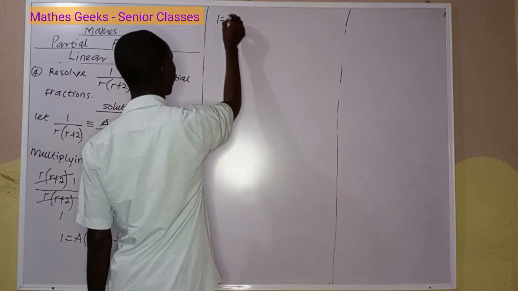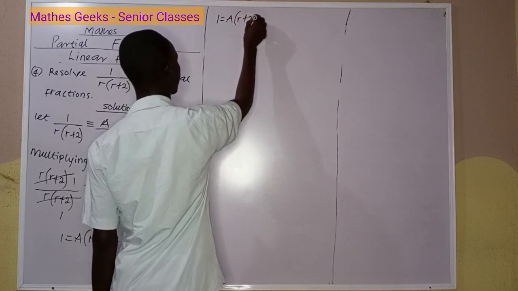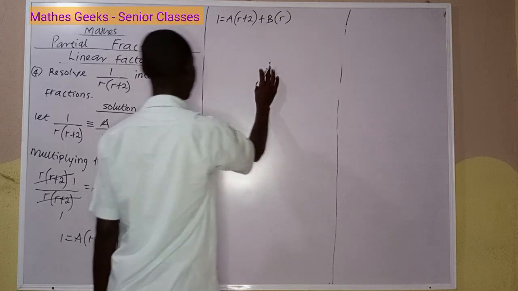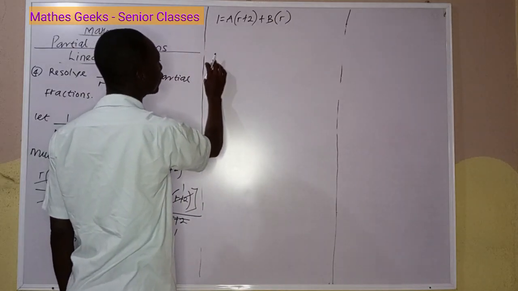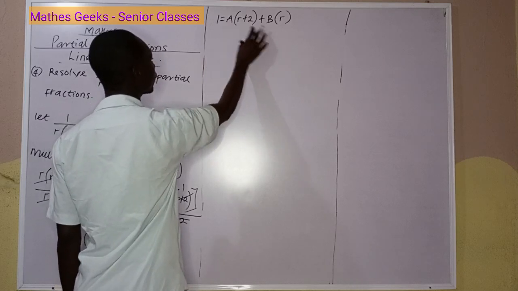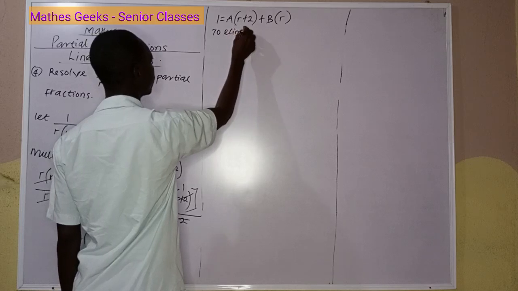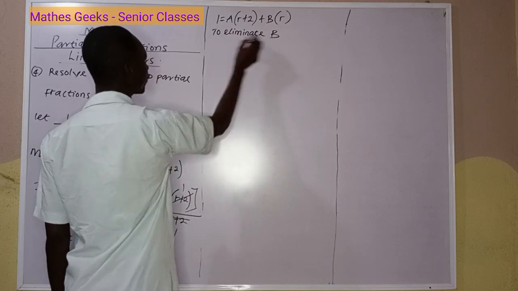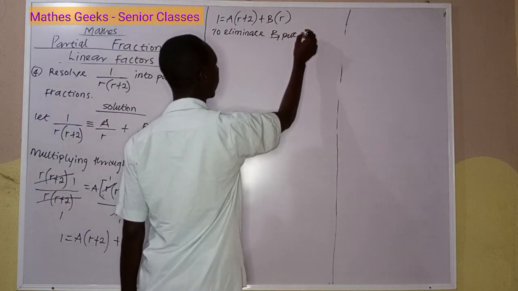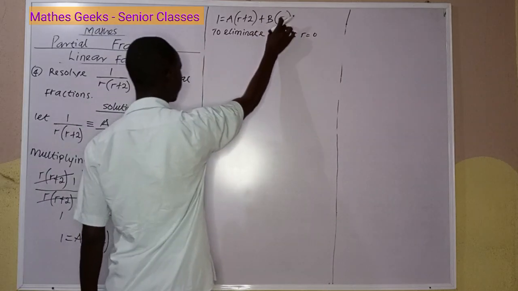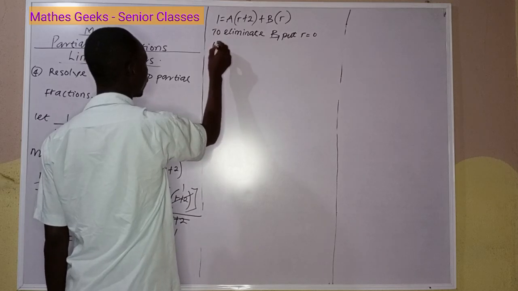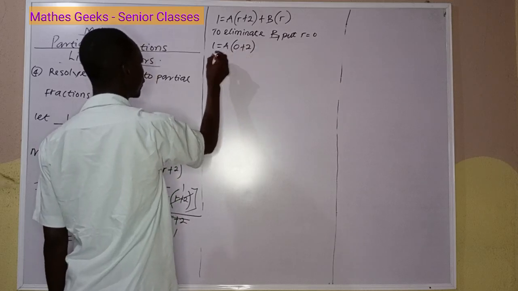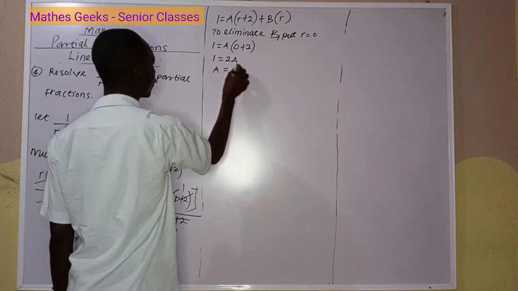So we can rewrite: 1 equals a(r plus 2) plus br. To eliminate b, let r equal 0. Once r is equal to 0, 0 times b is 0. So 1 equals a times (0 plus 2), that's 2. So 1 equals 2a, and a equals 1 over 2.